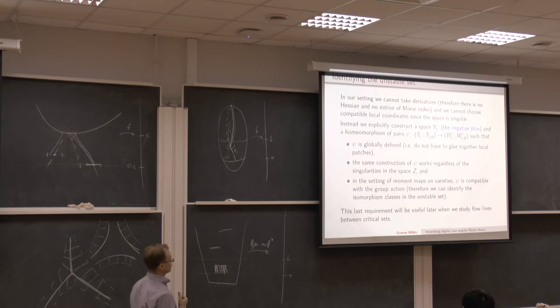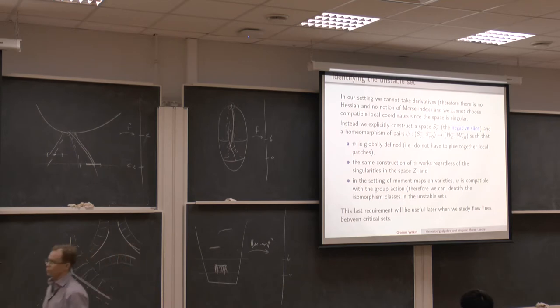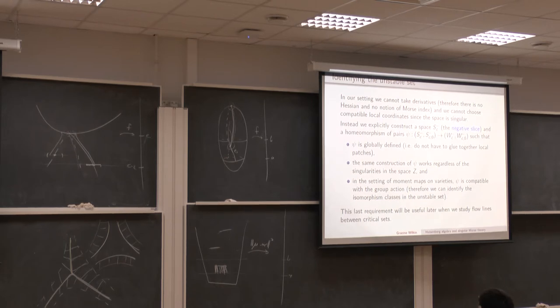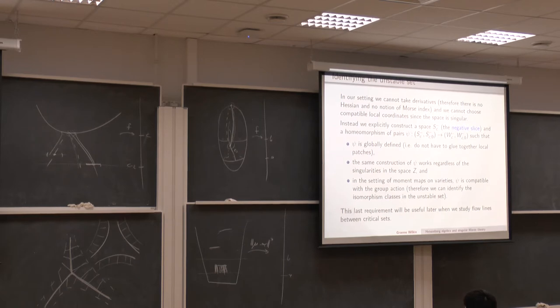Alright, so we want to try and understand that somehow. The problem is that we can't take derivatives, so there's no Morse index when you do that. And we can't choose compatible local coordinates around a critical set because we're on singular sets. So instead, the idea is to construct some space that we can describe explicitly, so call this the negative slice, and you want a homeomorphism of pairs between these two spaces. This one appears in the main theorem of the Morse theory, but we don't know what it is. And this one is something we can describe explicitly, so we have some hope of understanding this topology.